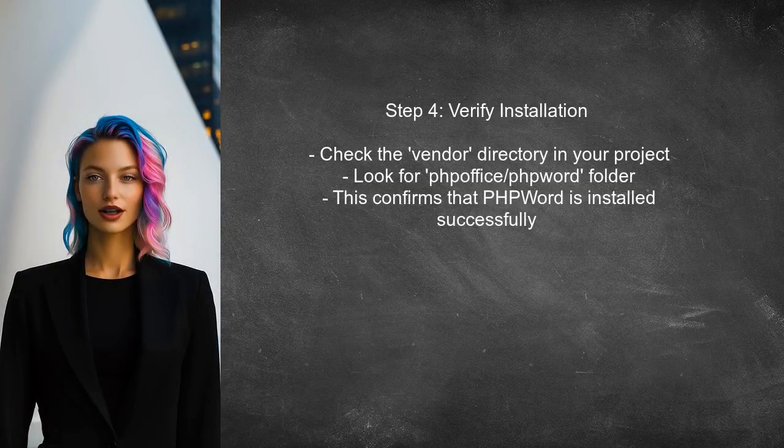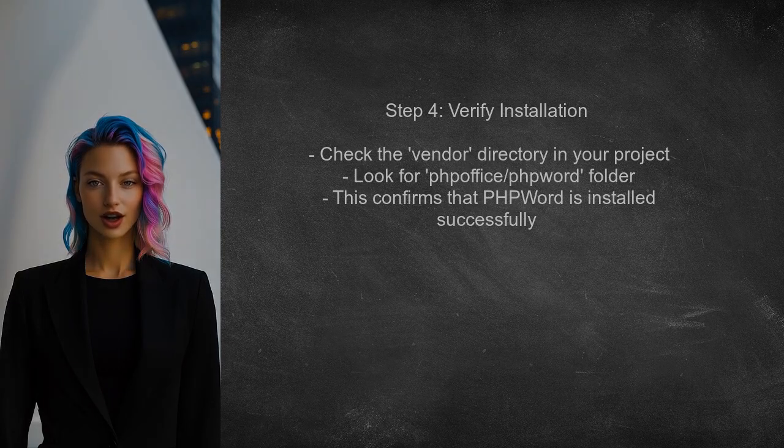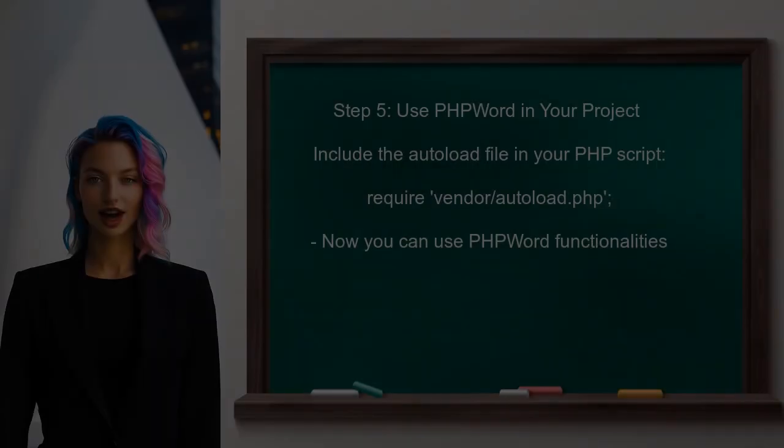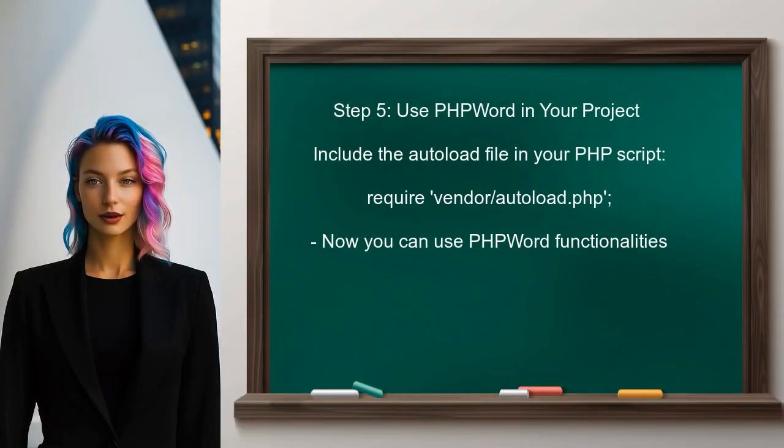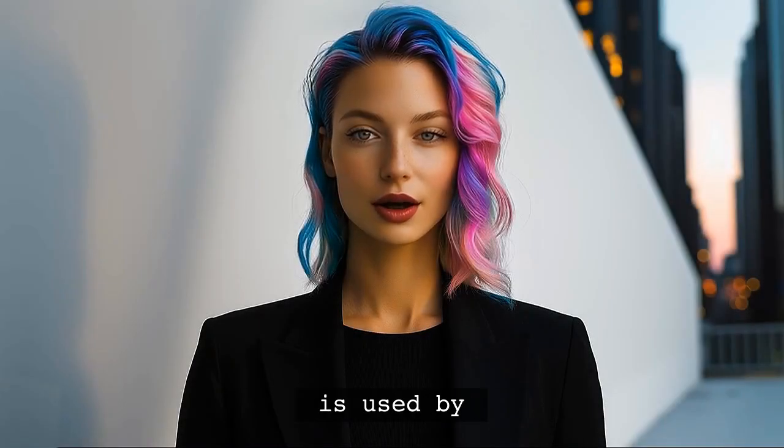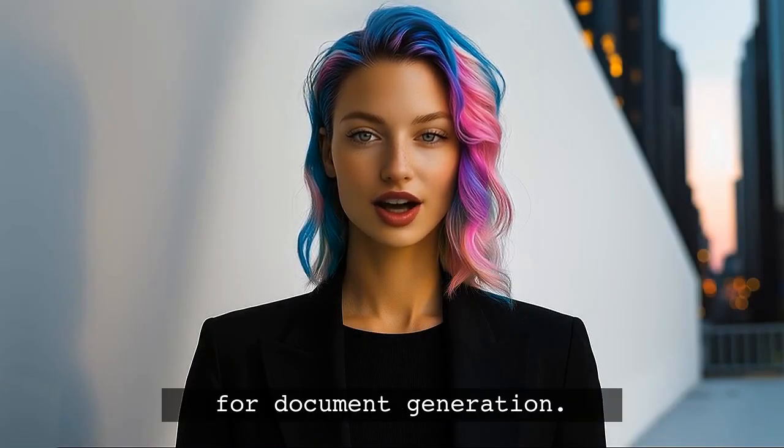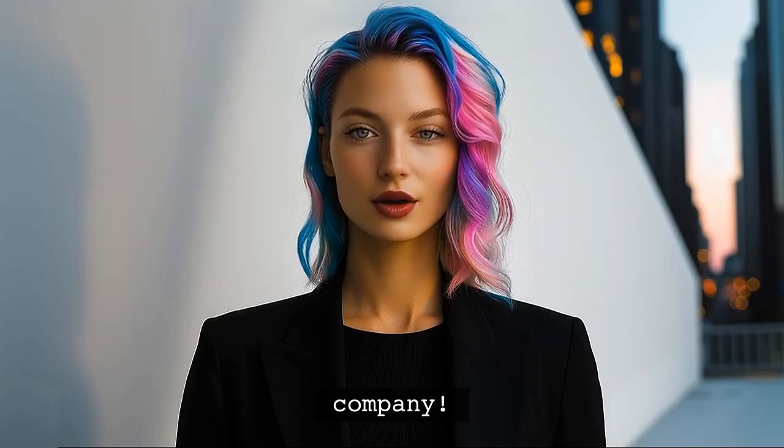After the installation is complete, the user should check the vendor directory in their project. This directory contains the PHPWord library and its dependencies. Finally, the user can start using the PHPWord library in their PHP scripts. They should include the Composer autoload file to access the library's features. Fun fact, PHPWord is used by many big companies for document generation, so you're in good company by using it.